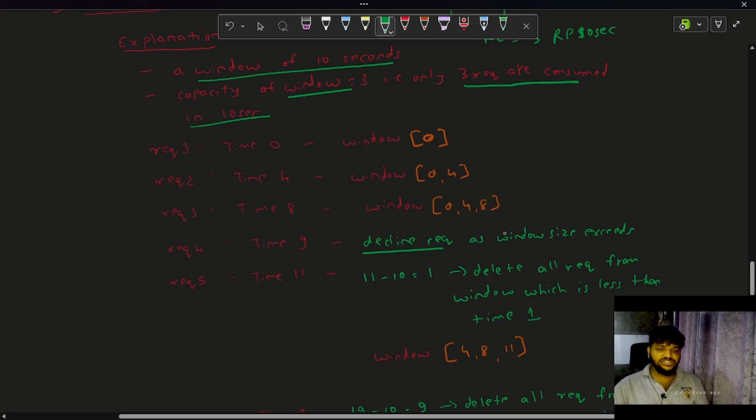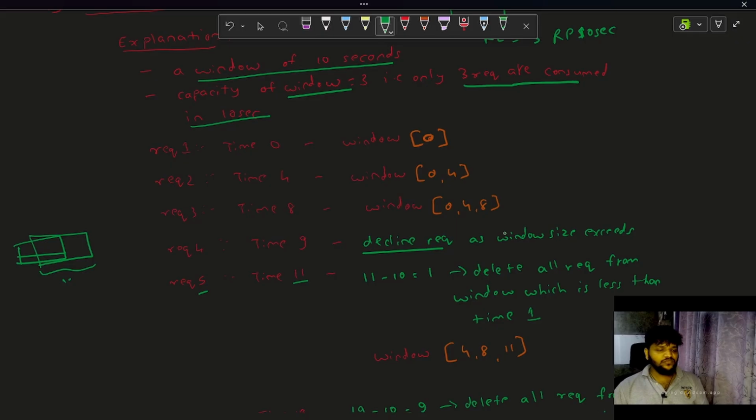Why? Because of capacity. Even though we are within the 10 seconds of the window, 0 to 9, my window capacity is exhausted. It should entertain only 3 requests and I am already serving 3 requests, so I would be declining this request. Now request 5 I am getting at the 11th second. Till now this was my 10 second window, but now my window slid, and this is my new 10 second window.